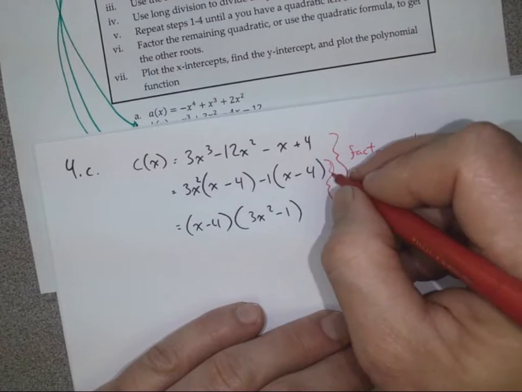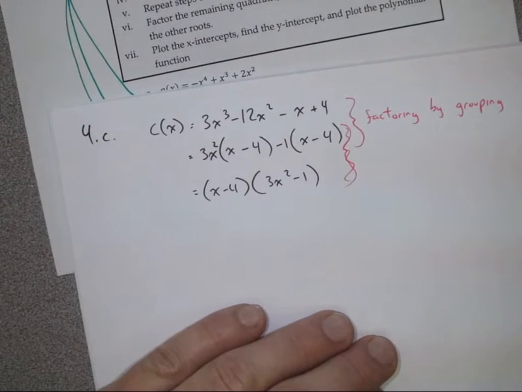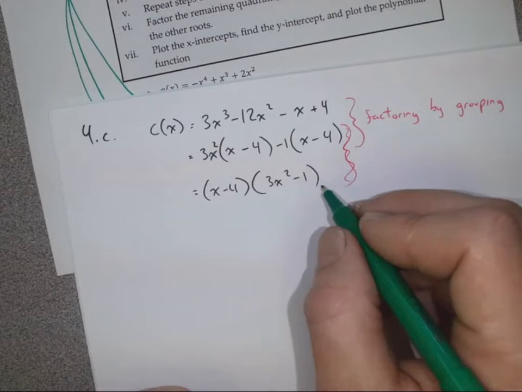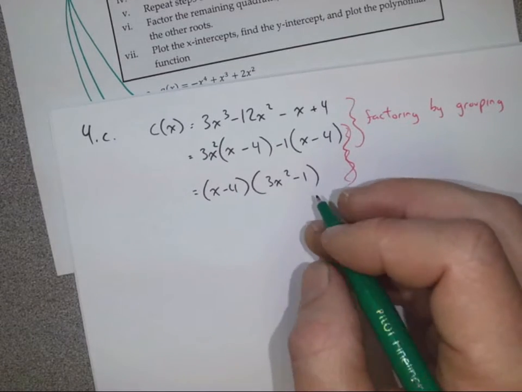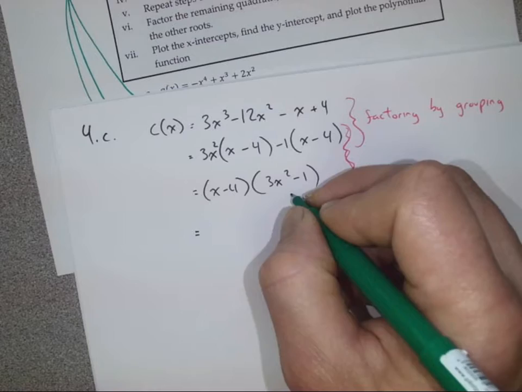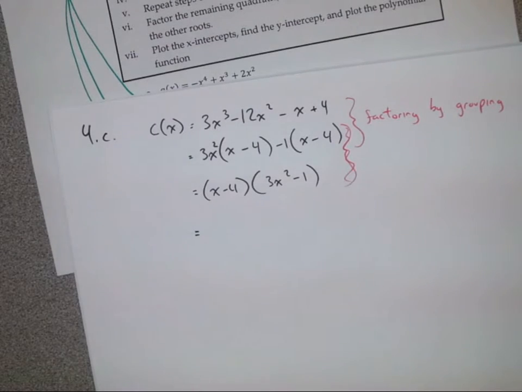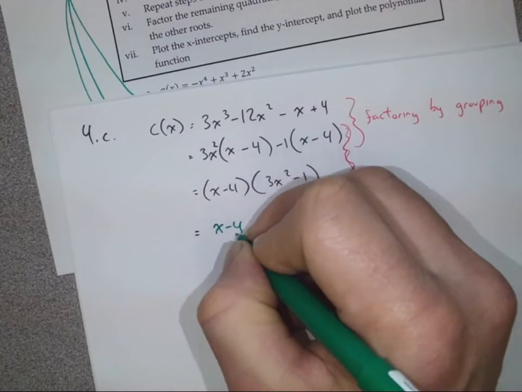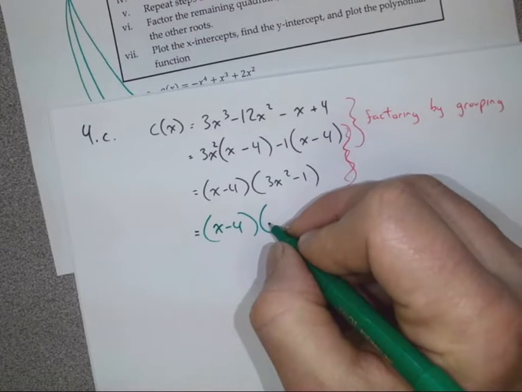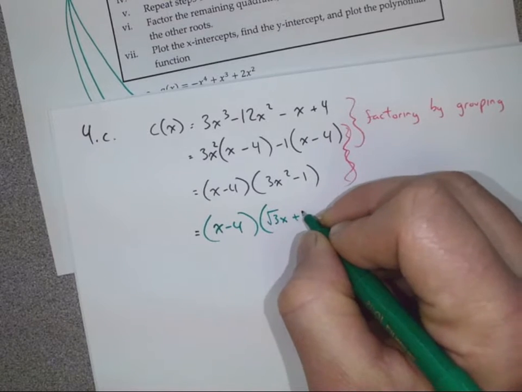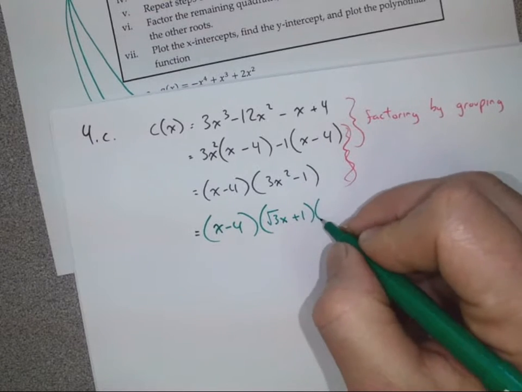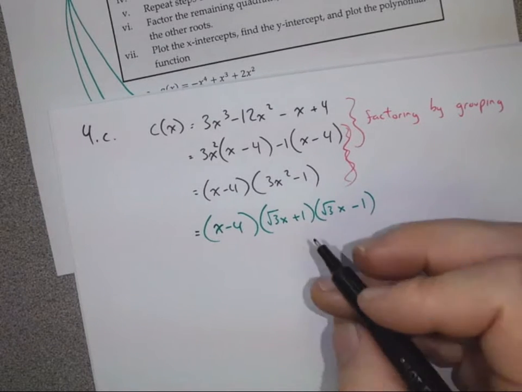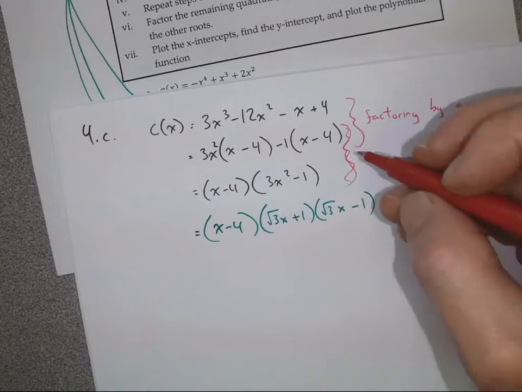And now we have a difference. They're not perfect squares, though. I could factor this by difference of squares if I wanted to, or I could just set this equal to 0 and solve for the intercepts. I think I'm going to factor it. So that would give me root 3x plus 1 and root 3x minus 1. And that's difference of squares factoring.